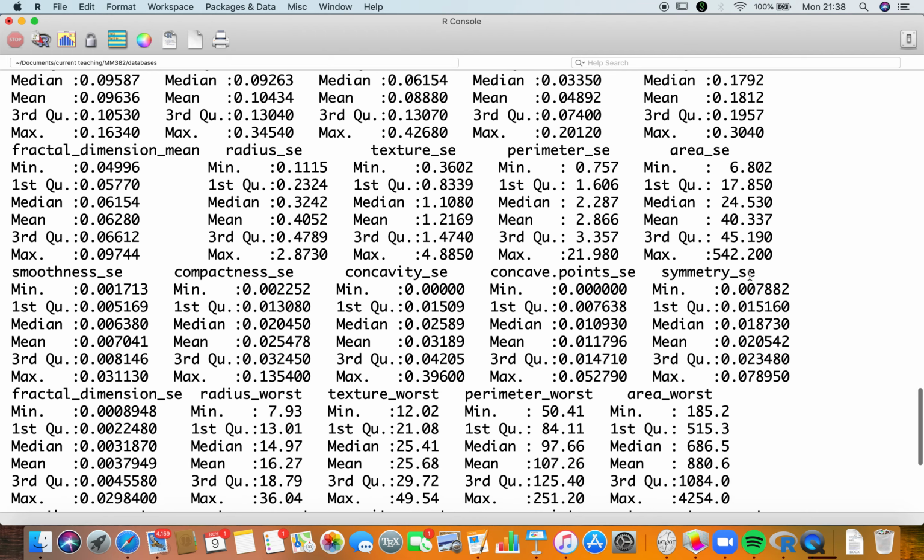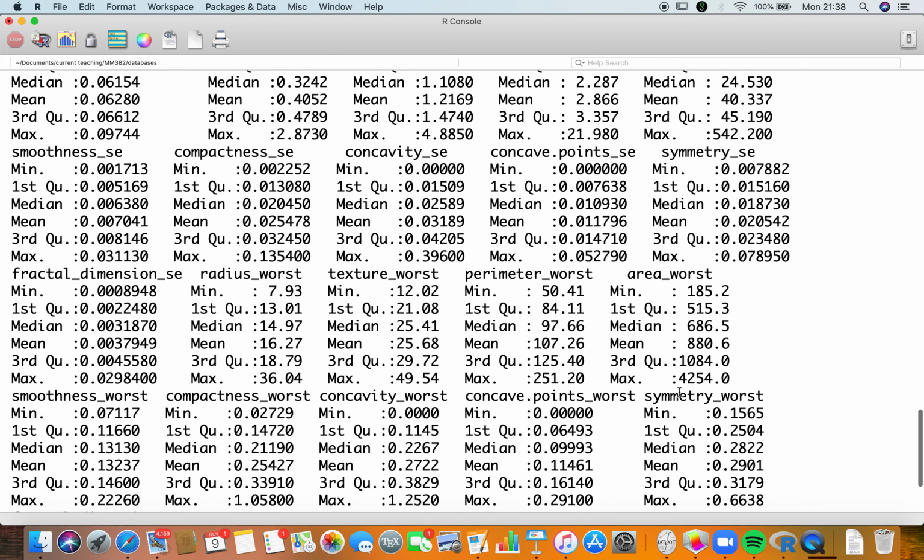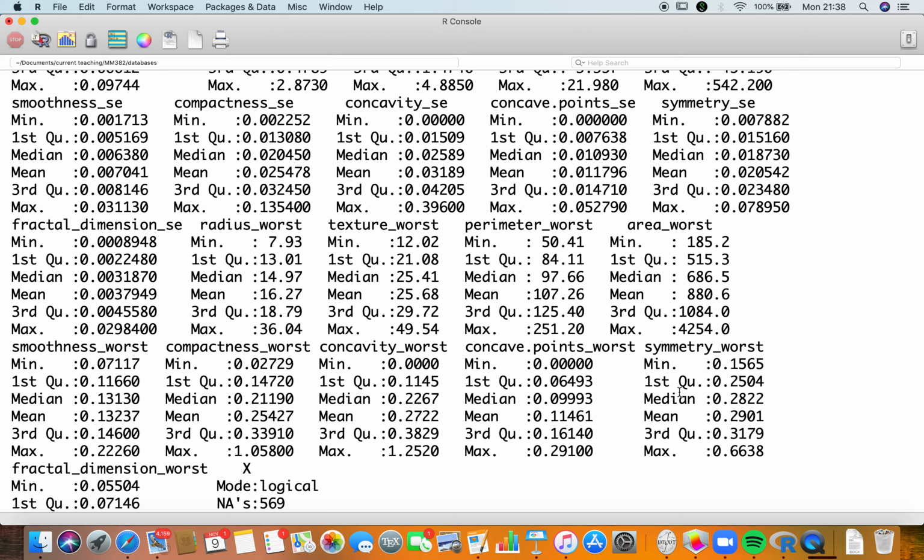If you look at the symmetry SE column, you see it's 0.1 or 0.0. That's pretty close as well. Okay. So there are not very many columns here where you have outliers. And you can tell that just by looking at the mean and the median value and comparing. And it's a very, very simple way to do it.